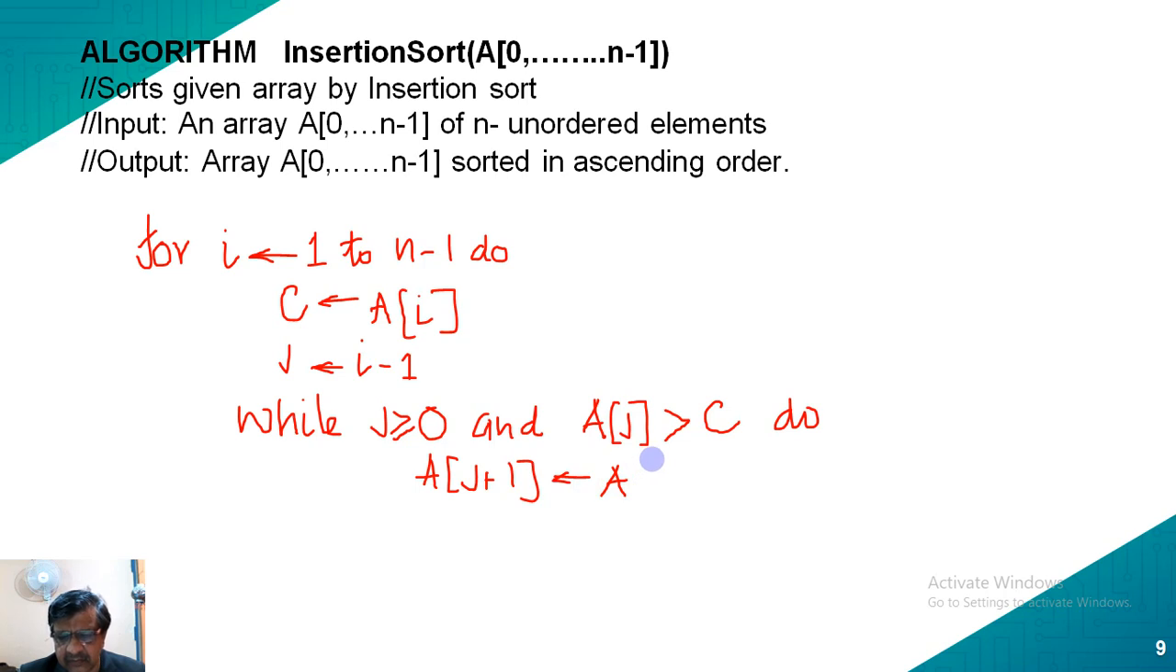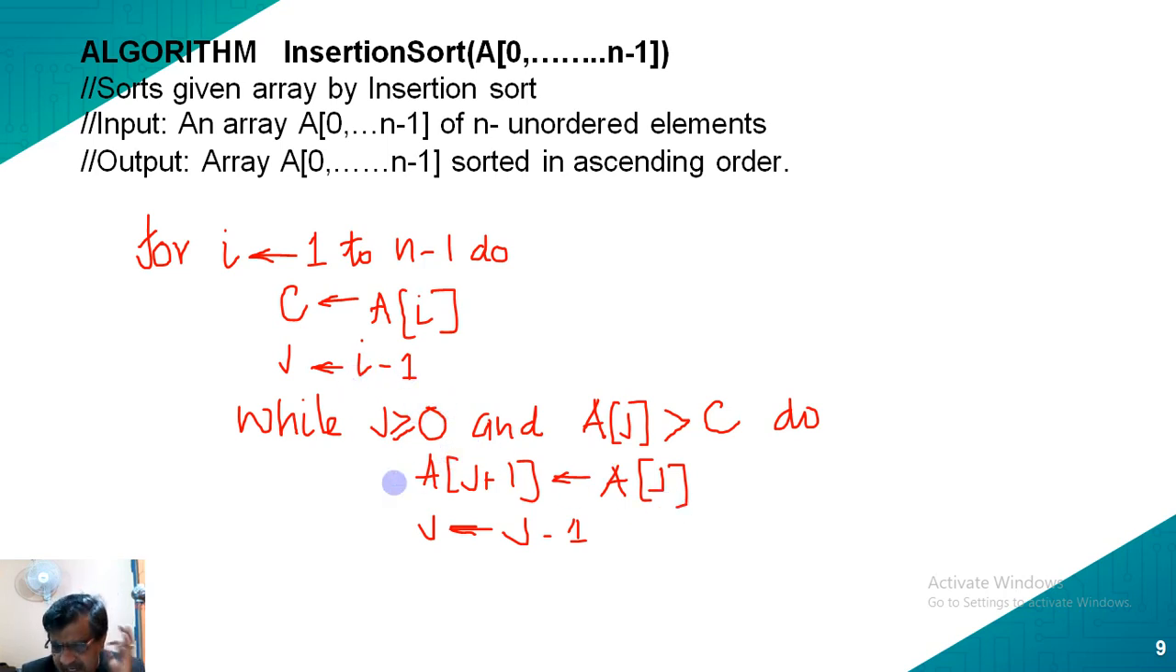A of J, the previous element, is to be shifted to the next position. Simultaneously after this, J should be reduced by 1, so it has to start moving in the backward direction. J equal to J minus 1. This while loop will break either when this condition becomes false or that condition becomes false.